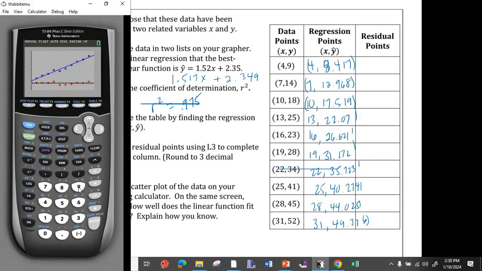So just analyze, that's what it's asking. So looking at this, how does it fit? Describe the graph.